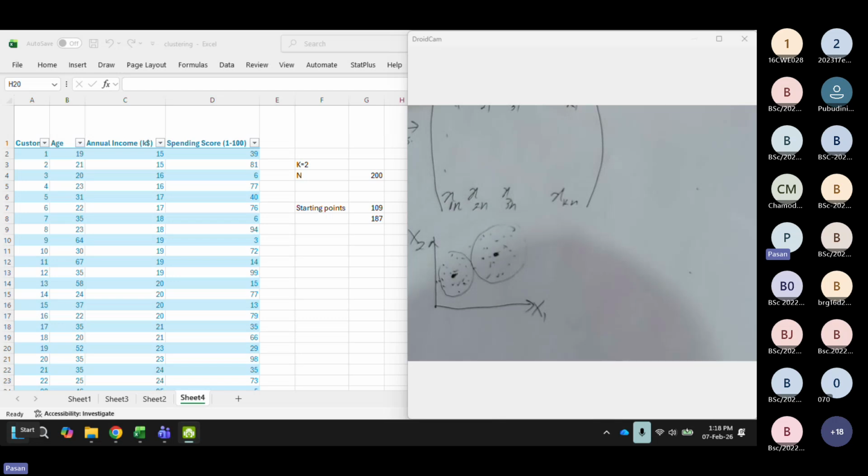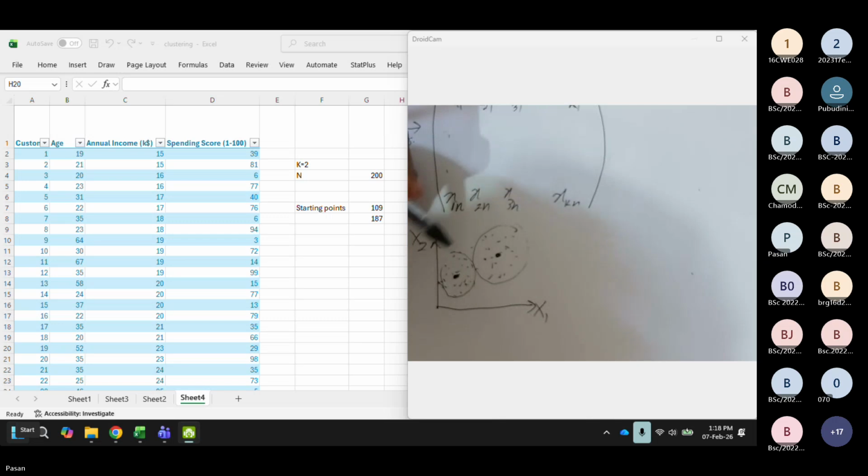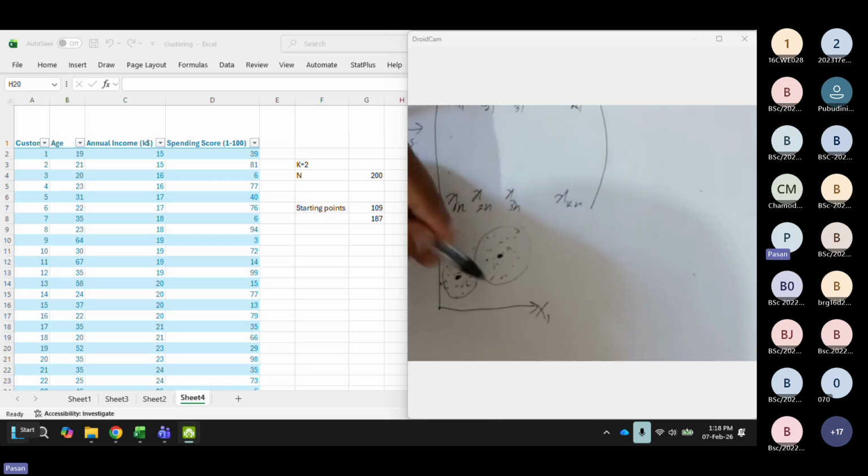And then we like to say that with that center, the set of observations will be considered as one cluster. And with this center, this set of observations will be considered as another cluster, and so on. And so that's how we can divide them into two groups like that.